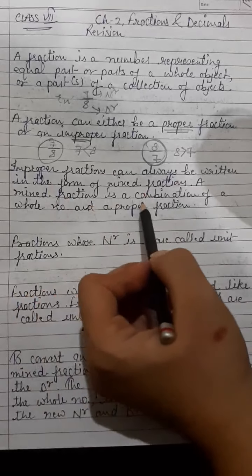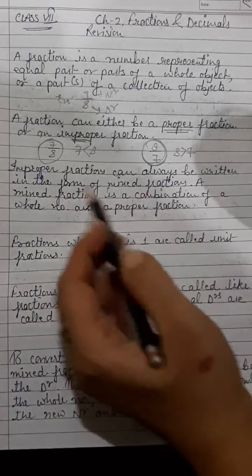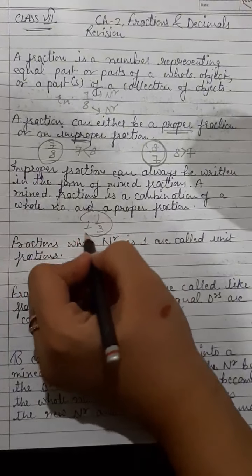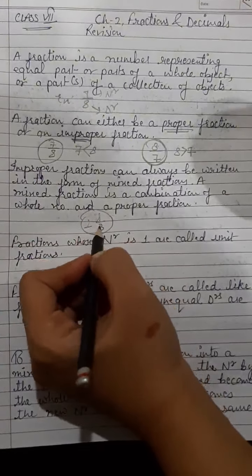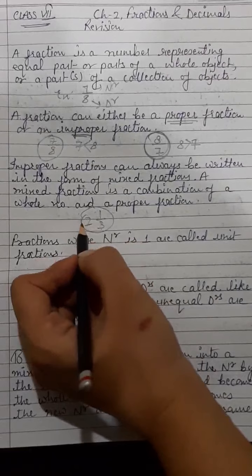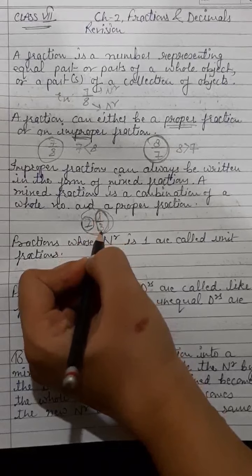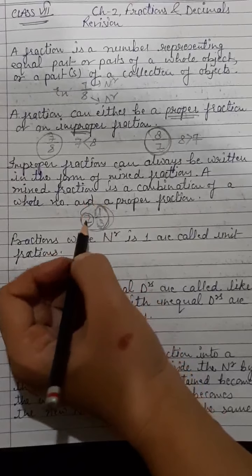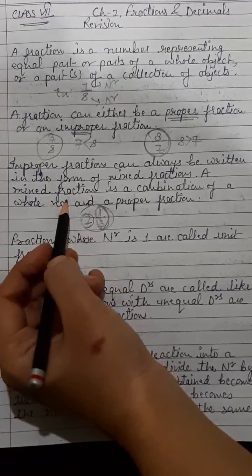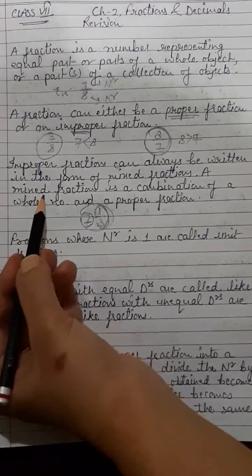A mixed fraction is a combination of a whole number and a proper fraction, like 2 whole 1 upon 3. Right? So these types of fractions, 2 whole 1 upon 3, are called mixed fractions, in which this 2 is called whole part and 1 upon 3 is called proper fraction. So combination of whole number and proper fraction is called mixed fractions, and improper fractions can always be written in the form of mixed fraction. Right?